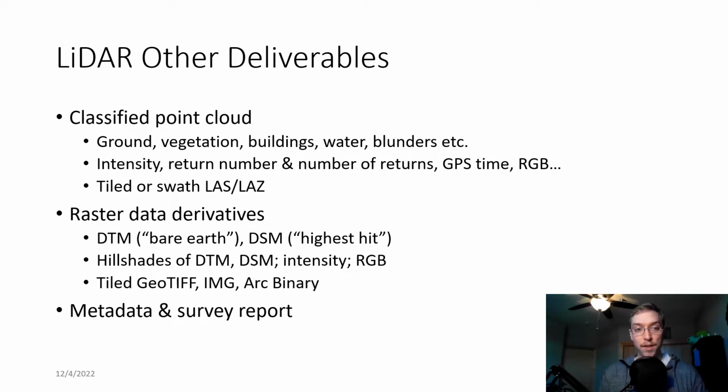Then there are our raster data derivatives. We've got our DTMs, our DEMs. Again, there's that distinction there. Hill shades of those, intensity maps, RGB readouts, tiled GeoTIFFs, IMG, which is ERDAS Imagine, which I believe you all should be using in the course, and ArcGIS binary files, really anything that you can imagine. Anytime I get a LiDAR data set, I end up with about 10 different feature raster surfaces that I'll create off of it.